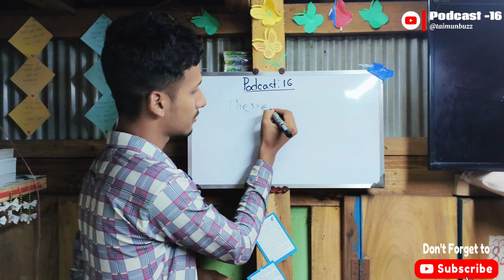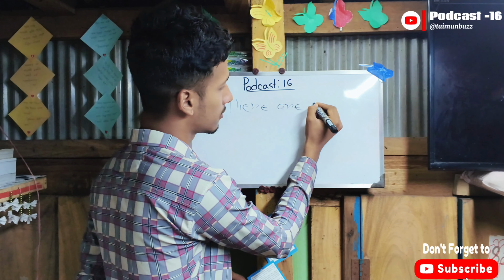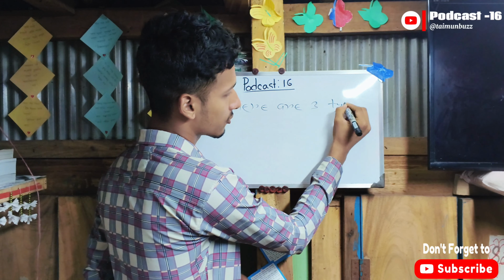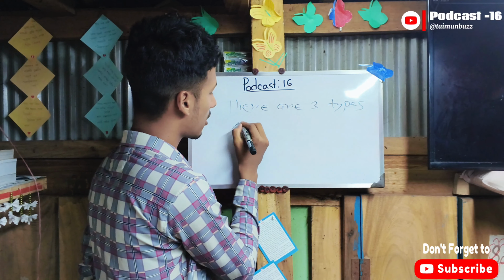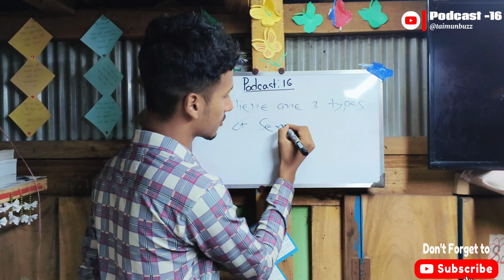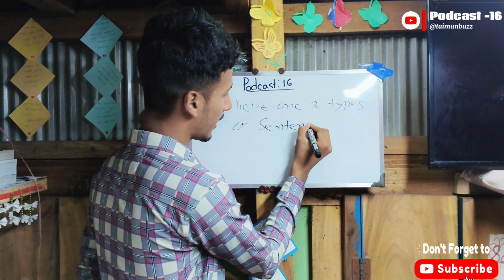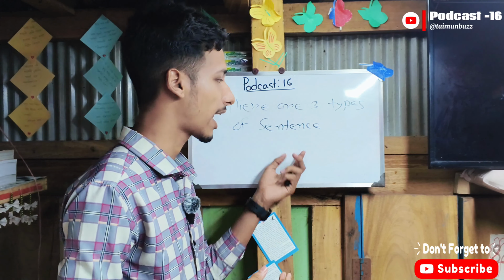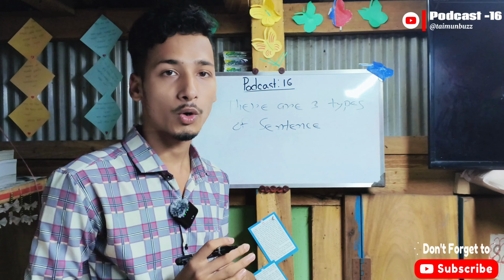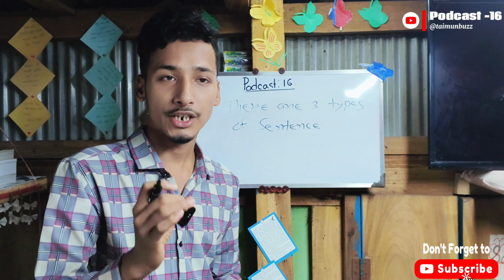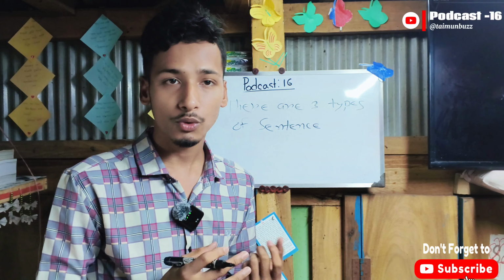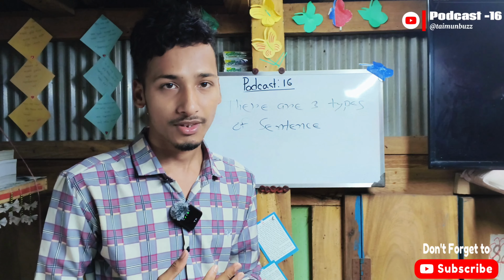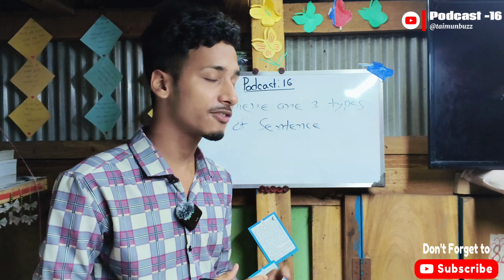There are three types of sentences. And you can see that I'm speaking English slowly and you can understand my topic. If you want to improve your English, you need to listen fast. You need to listen to English speaking. That's why I am making this video.